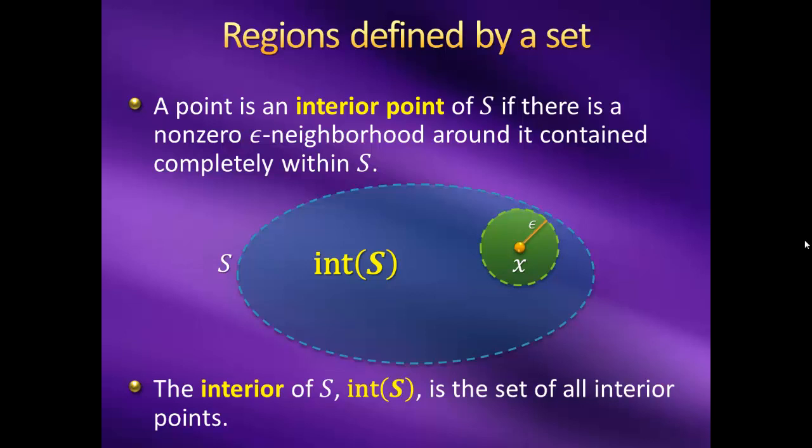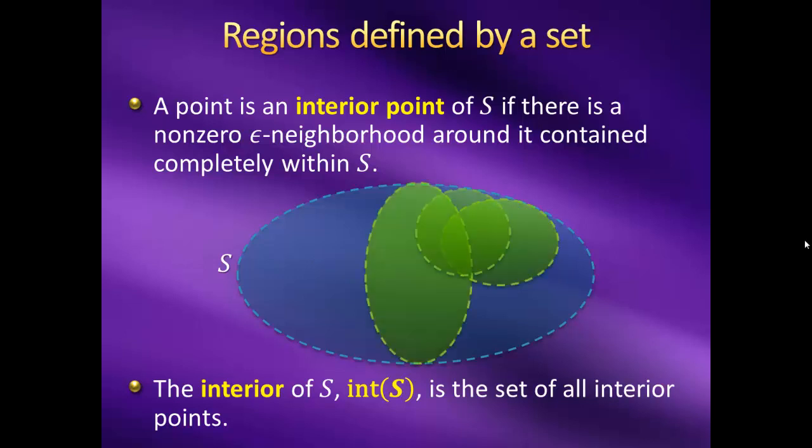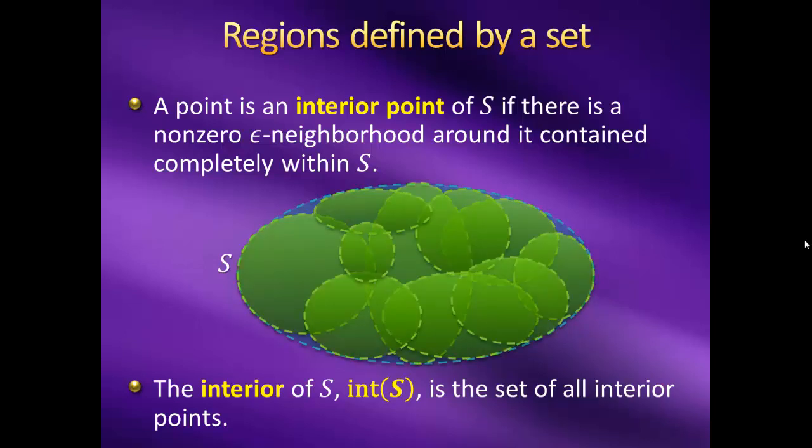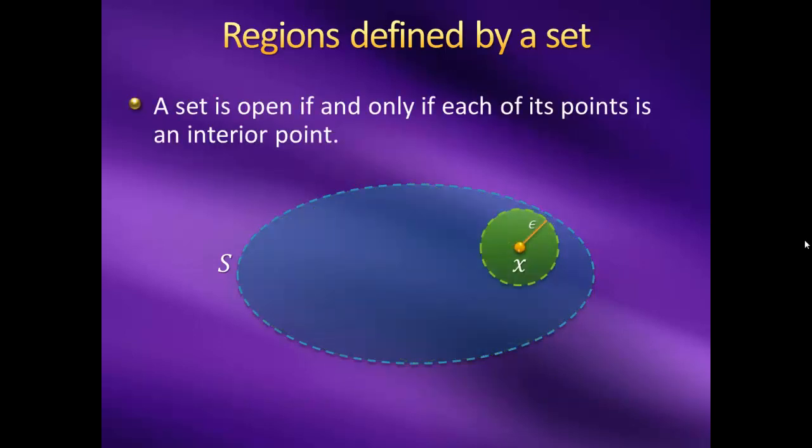We can also think of the interior of S as the union of all possible open sets contained within S. Or, since a union of open sets is open, we can think of it as the largest open set contained in S. In fact, this gives us another somewhat more concise way to define an open set. A set is open if and only if each of its points is an interior point.